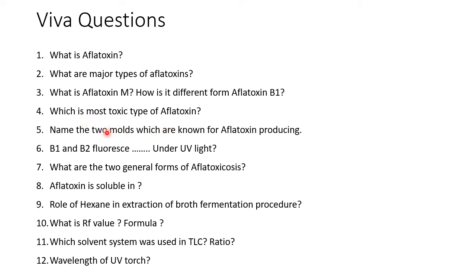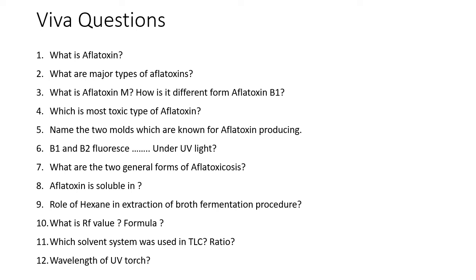Then which is the most toxic form? It is B1. Then name two molds which are known for aflatoxin production. That is Aspergillus flavus and Aspergillus parasiticus. Then B1 and B2 fluoresce blue color under UV light, and G1, G2 fluoresce green color. What are the two general forms of aflatoxicosis? That is acute and chronic, and I have covered this in my video. Then aflatoxin is soluble in chloroform, methanol, acetone, and even benzene.